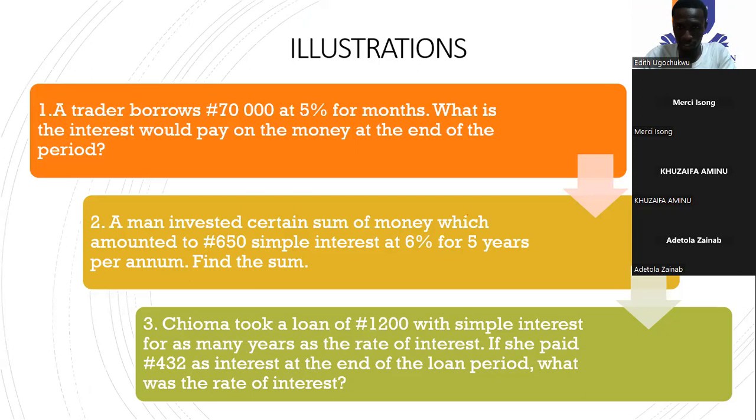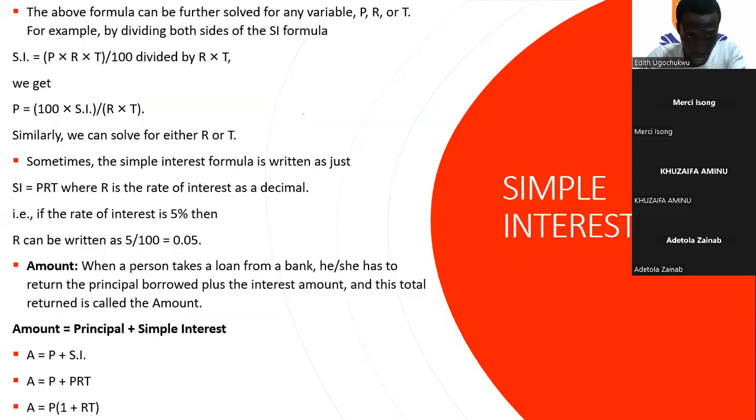Remember the formula. Take note. Go back to the formula: A equals P bracket 1 plus RT. Bring the formula out. So know your parameters. What does A stand for? Amount. What does P stand for? Principal. R stands for interest rate. Then T stands for time.